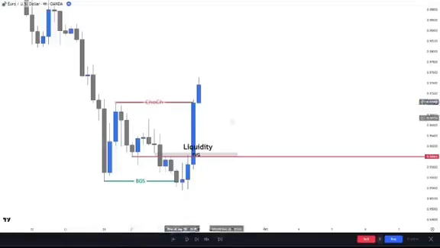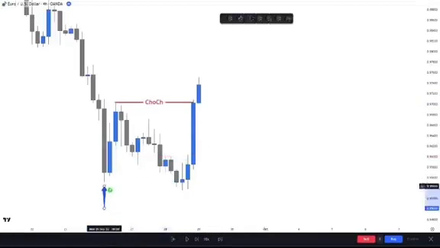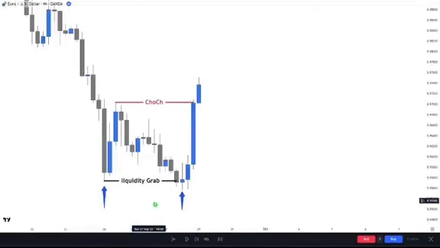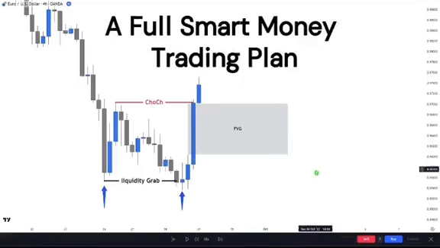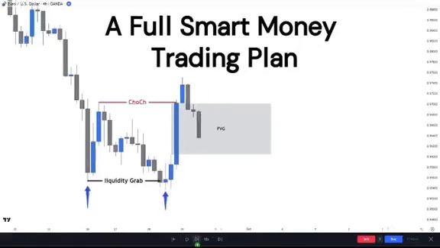Hey guys, the trading space is often filled with confusion and scattered information, making it hard to stick to a trading plan and achieve consistent income from the market. Therefore, we want to present a full smart money trading plan, guiding you step by step from beginning to end.